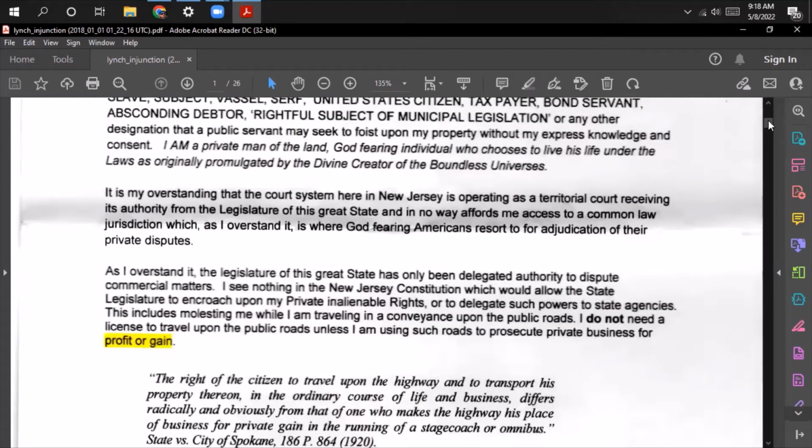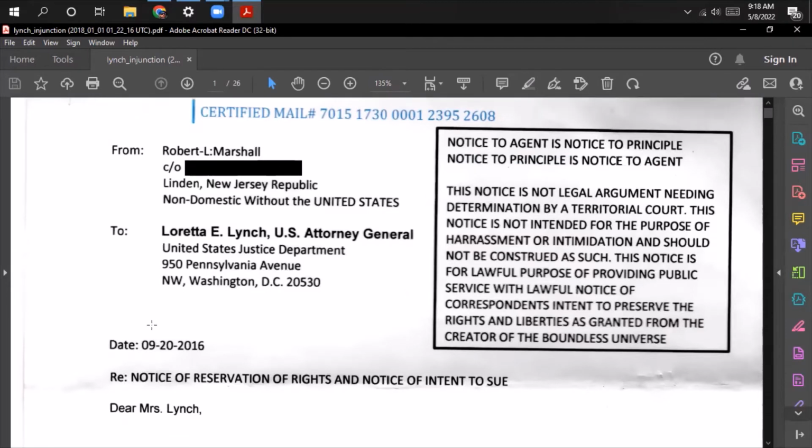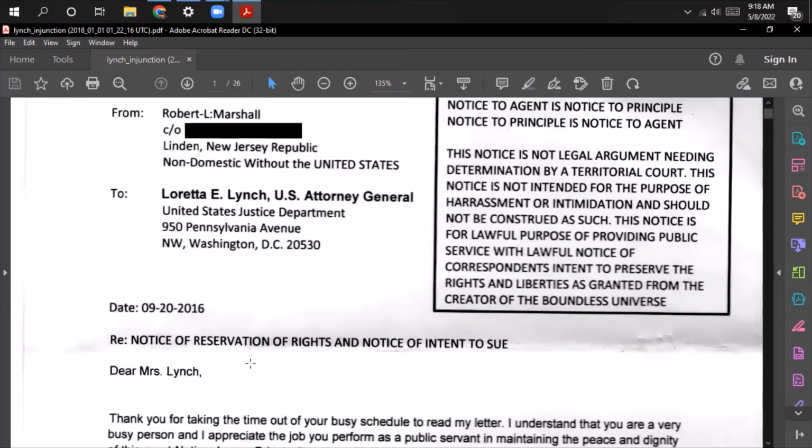Okay, so I'm not going to go through the entire document. I'm just going to point out specific things on the document that really matter. And this statement here is a big statement. I use it everywhere on all my documents. Notice the agent is notice the principal. Notice the principal is notice the agent. Okay, this is a notice of reservation of your rights and notice of intent to sue if they infringe on those rights.